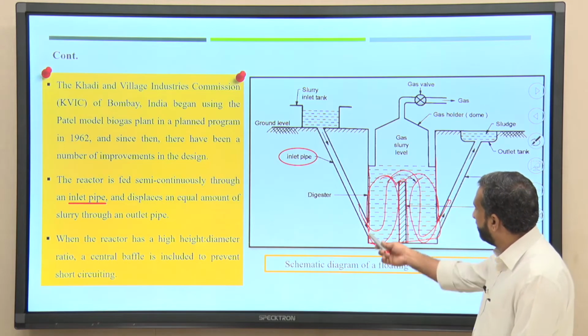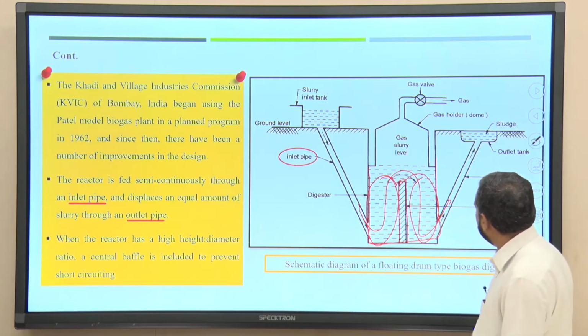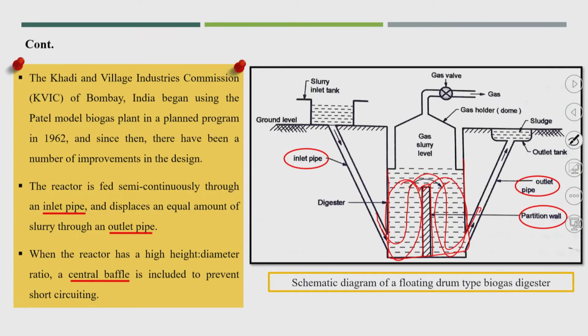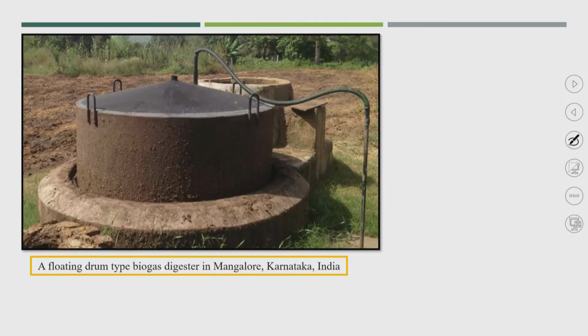So, there was an inlet pipe in the same reactor, an outlet pipe, and one partition wall or central baffle was added. So, this was the floating drum type. You see here this is metal constructed. This is the civil construction material for the lower side of the reactor, and this is the floating drum of metal, and the gas collection pipe.